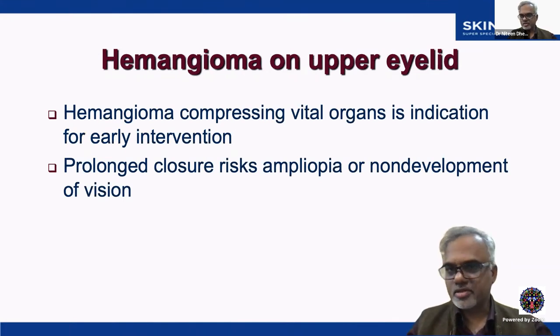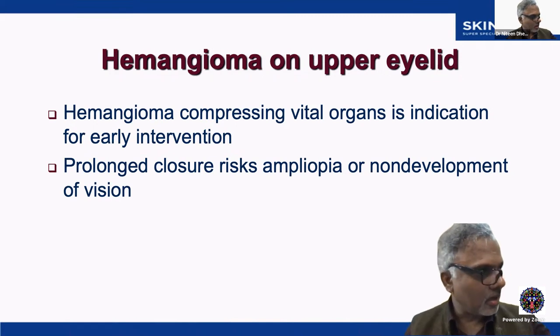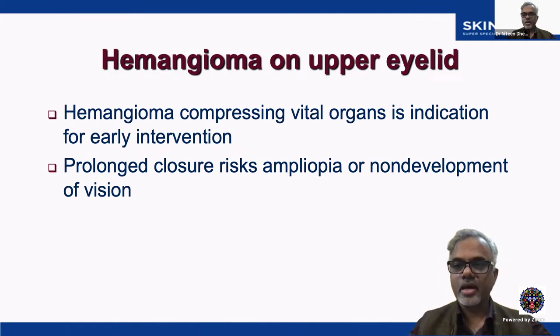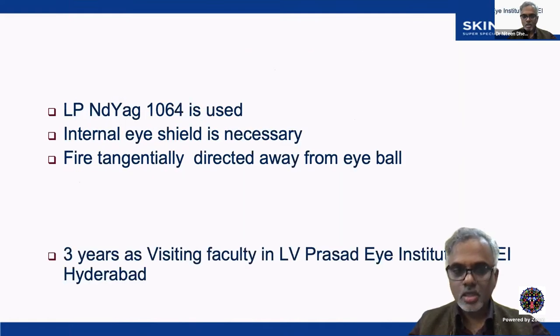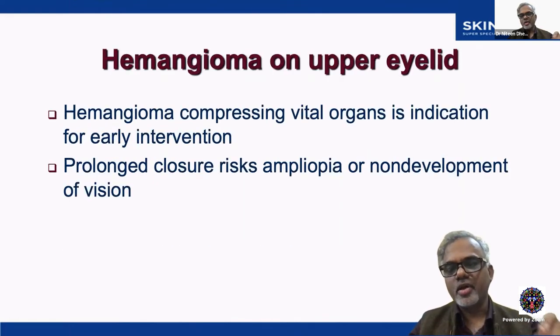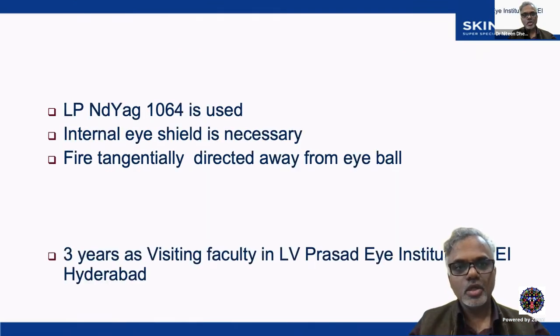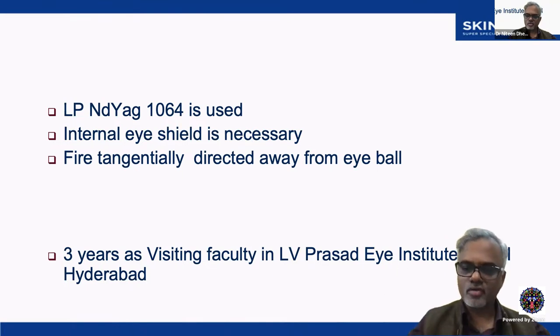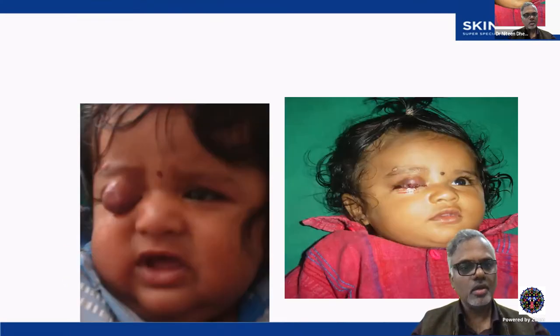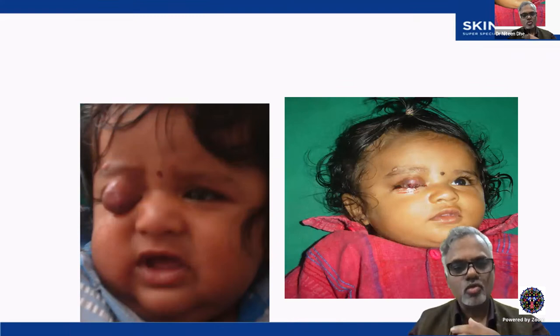Upper eyelid hemangioma is something I picked up very early because of my association with oculoplasty at LVPEI. That made me very confident to treat around the eyes. We need to treat the upper eyelid hemangioma very fast because of the risk of developing amblyopia. With Nd:YAG lasers, an internal eye shield is necessary, and you fire tangentially, not directly focusing on the eyeball. Like this. The child has a risk of developing amblyopia.